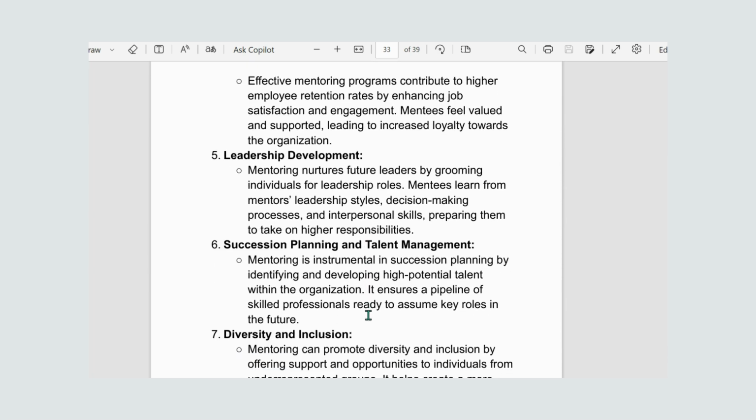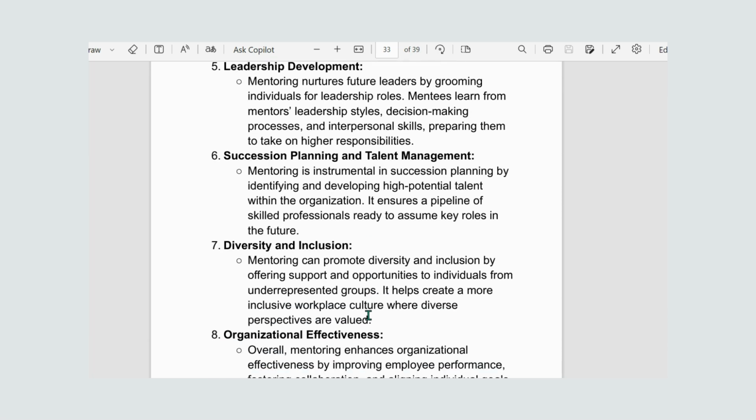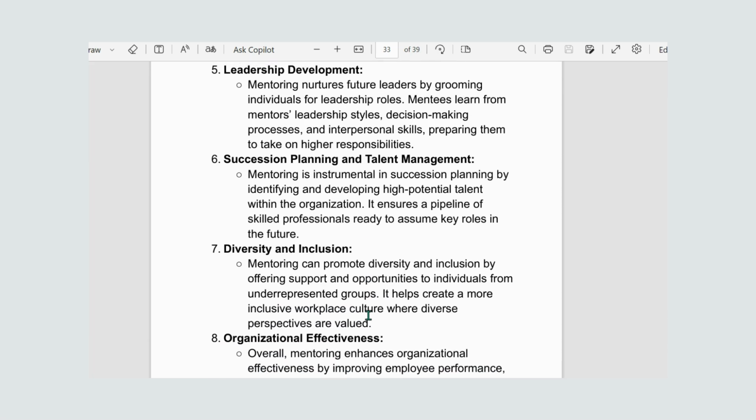Leadership development can also be the result of mentoring. This is because mentees learn from mentors leadership styles, the decision making process, and interpersonal skills. Succession planning and talent management can also be acquired through the mentoring process. This is because it ensures a pipeline of skilled professionals ready to assume key roles in the future.